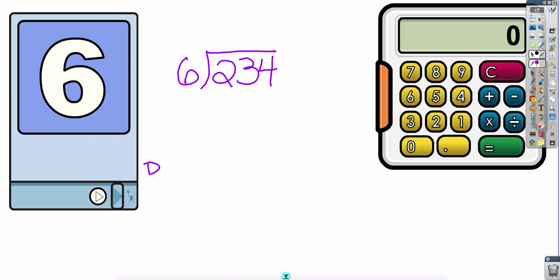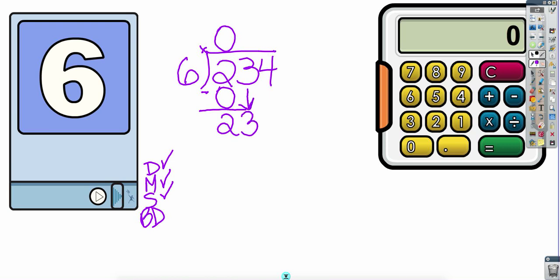Okay, divide, multiply, subtract, bring down. I like to write this on my paper all the time until I really get used to it. So 6, how many times does 6 go into 2? It doesn't. 0 times. 0 times 6 is 0. Subtract. Bring down. Repeat.